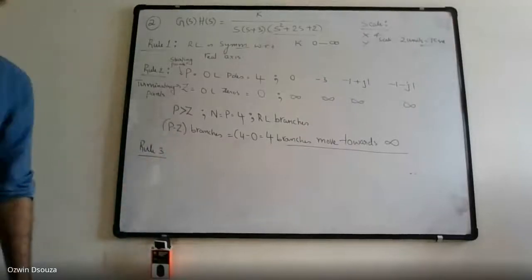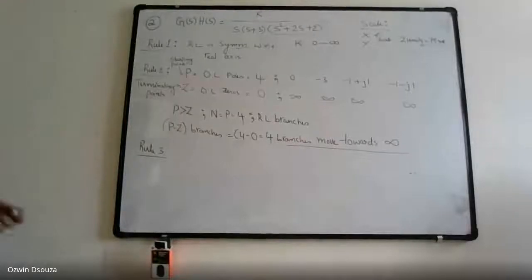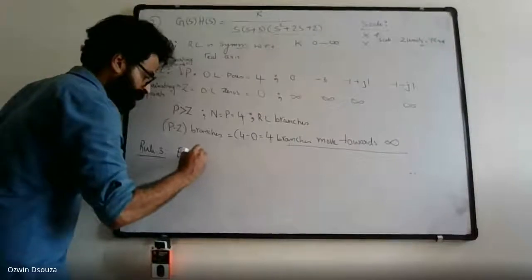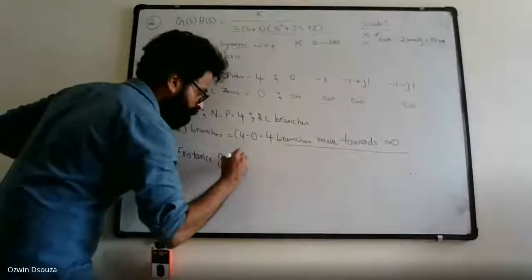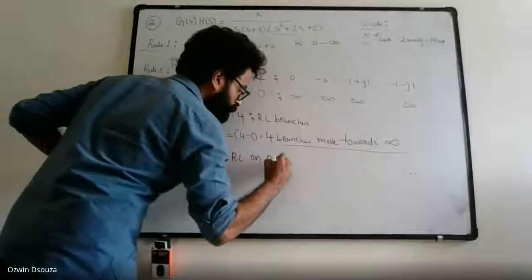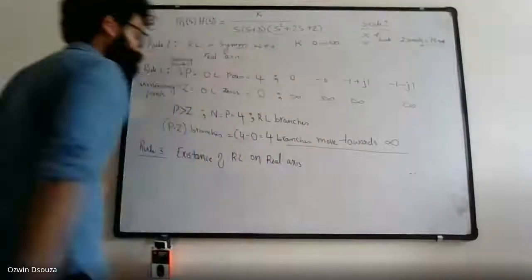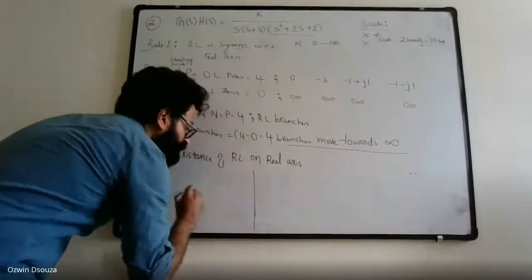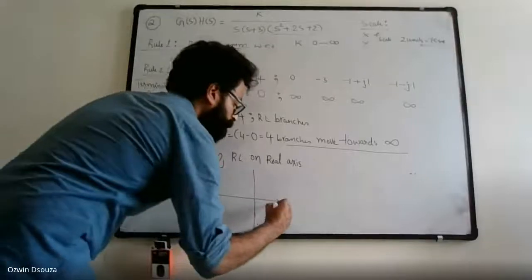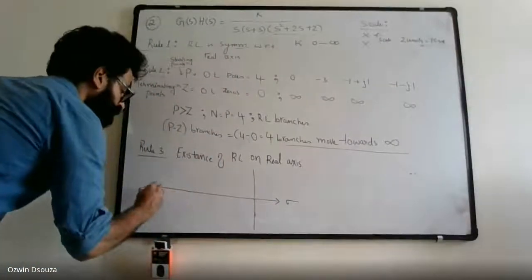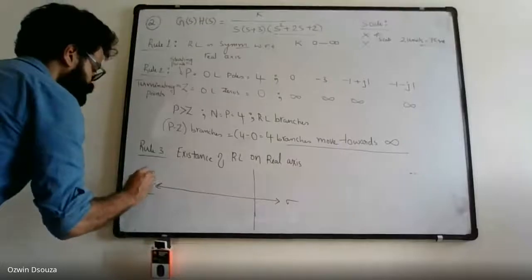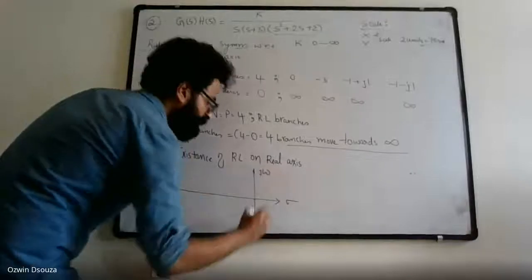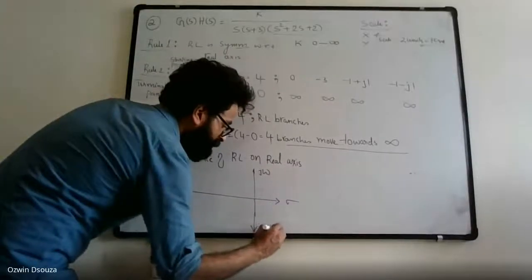Rule 3 is about the existence of root locus on the real axis. For rule 3, you have to construct the pole-zero plot. Here is the real axis, the negative real axis going to minus infinity, and here you have plus j omega, and here minus j omega.